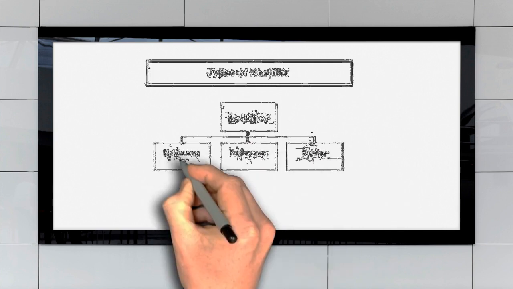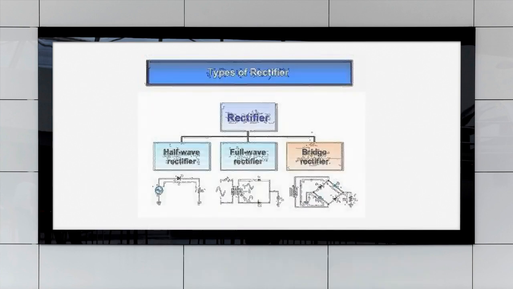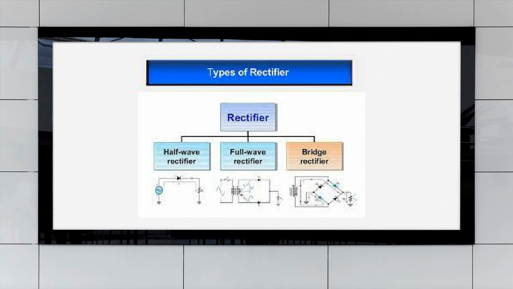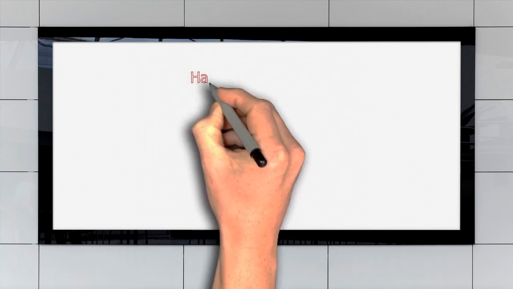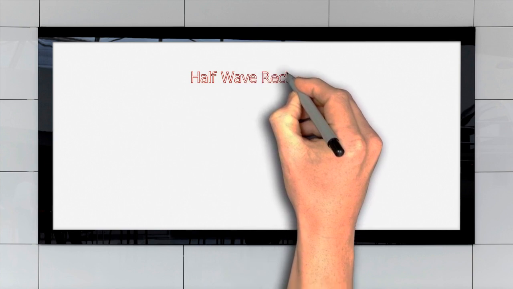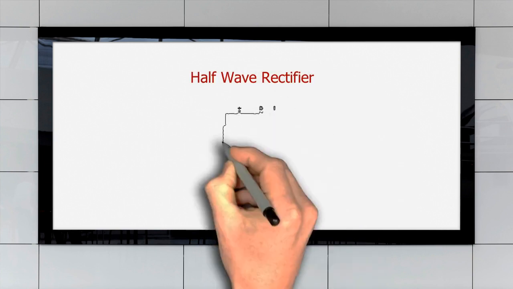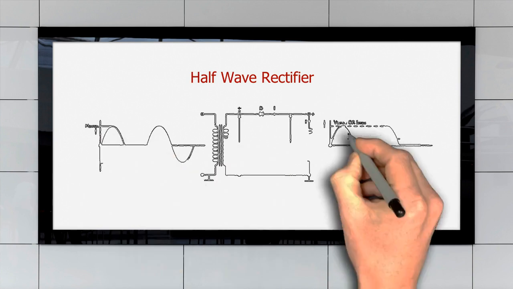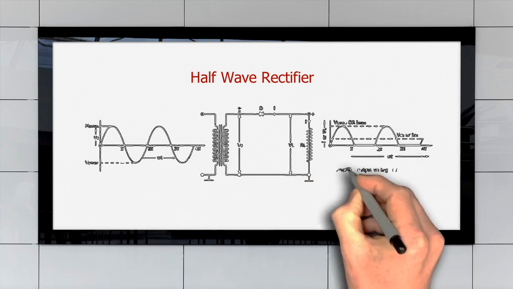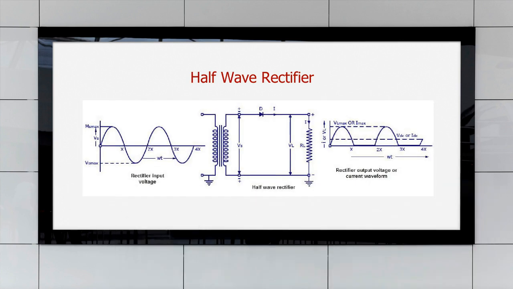Now let's move ahead and find out the types of rectifiers which we are going to cover. So rectifiers, we are going to cover mainly half wave rectifier and full wave rectifier. In the full wave rectifier we are going to cover the full wave center tapped rectifier and the bridge rectifier. Now coming to the half wave rectifier, let's understand how it works.